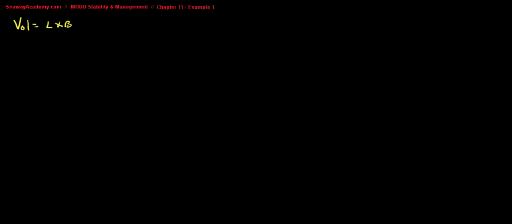So the first thing we need to do is to calculate the volume and the mass for the barge before it was flooded. So your volume is your length times your breadth times your depth. So it's 32 meters times 8 meters times 2 meters. So your volume is 512 cubic meters. And this is before flooding.